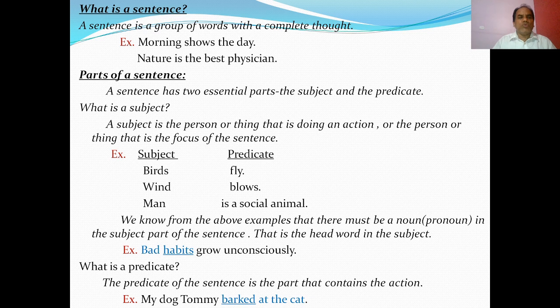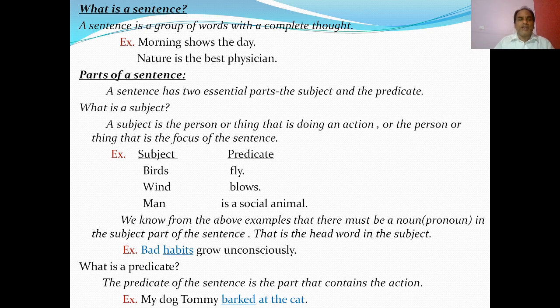So let us discuss what are the parts of a sentence. The sentence has two essential parts, that is the subject and the predicate. We can divide a sentence into two parts. As in the body of a human being, the head is a part and the rest of the body is another one. So we can say the subject is the head and the predicate is the other part of the body. So you see, a sentence has two essential parts, that is the subject and the predicate.